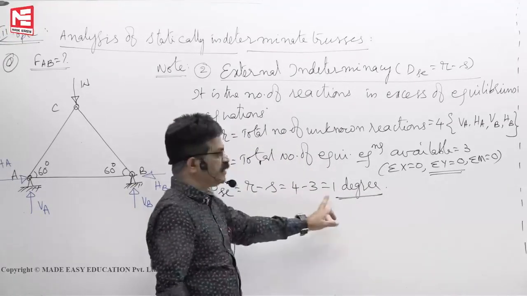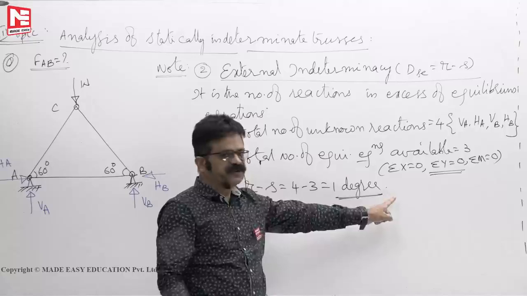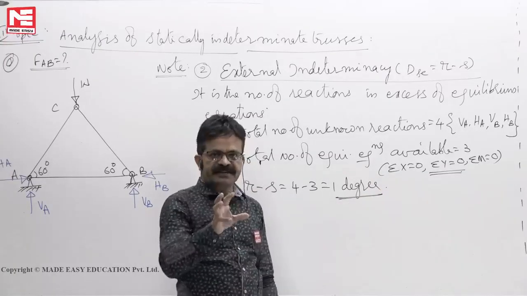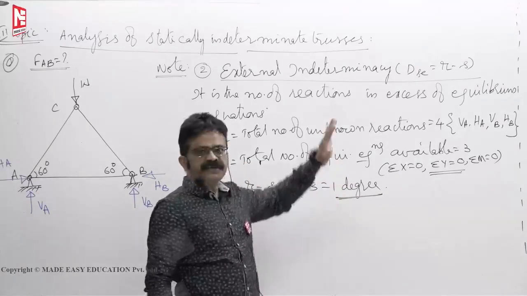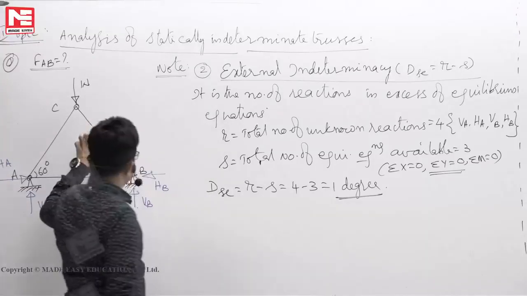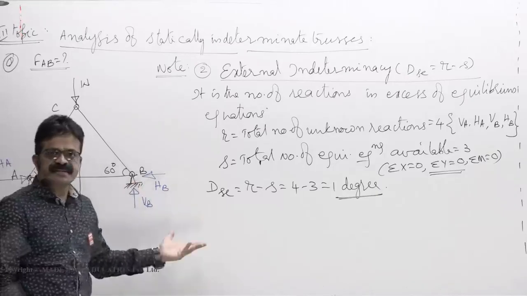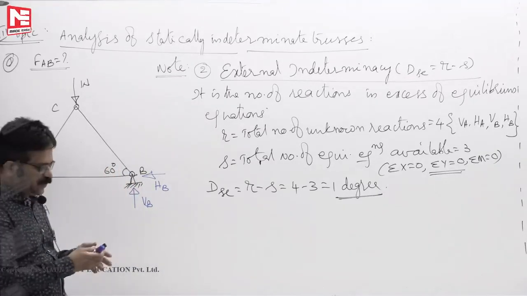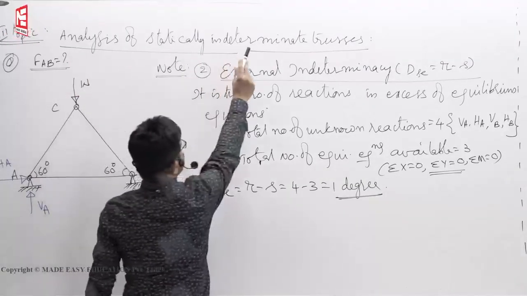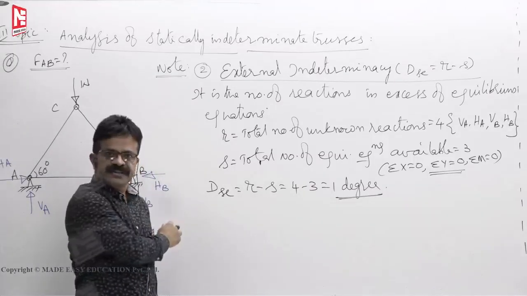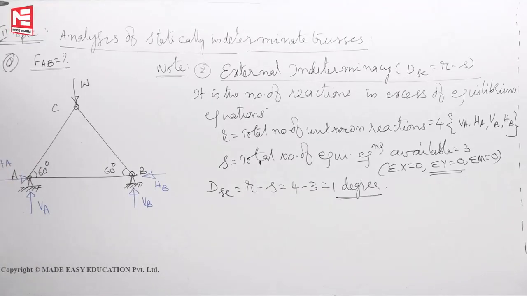When we say DSE, external indeterminacy is 1 degree, not that angular measurement, we just call it 1 degree. That means there is one reaction in excess of the equilibrium equations which you cannot find. Okay. So, this is how external indeterminacy is found. That means this truss is externally indeterminate to 1 degree. One reaction is there in excess of the equations of equilibrium. That is why this is the analysis of statically indeterminate trusses. So, it is a statically indeterminate truss. How should we manage problems?